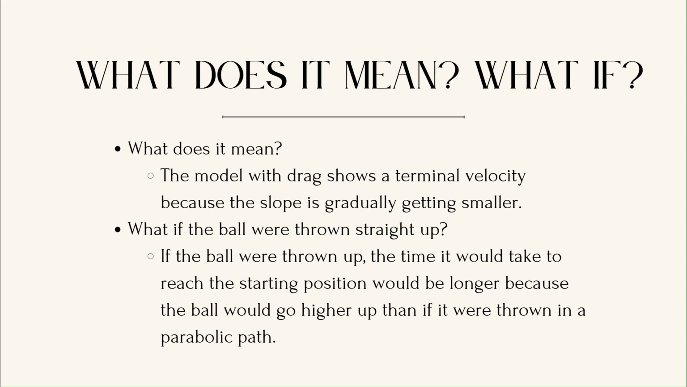But what does it mean, and what if? What does it mean? The model with drag shows terminal velocity because the slope is gradually getting smaller. But what if the ball were thrown straight up? If the ball were thrown straight up, the time it would take to reach a starting position would be longer because the ball would go higher than if it were thrown in a parabolic path.